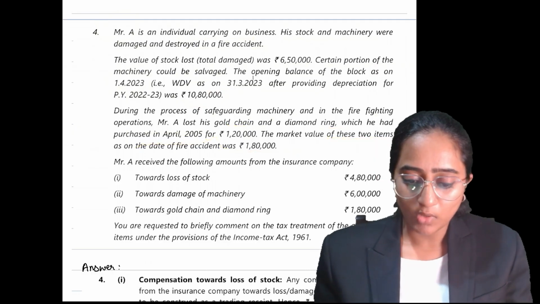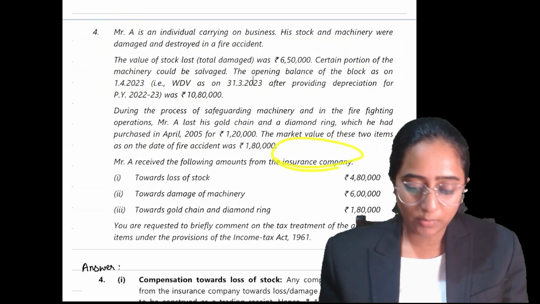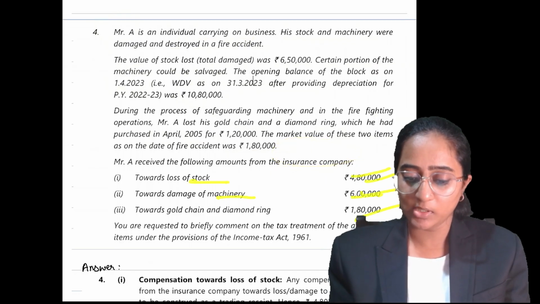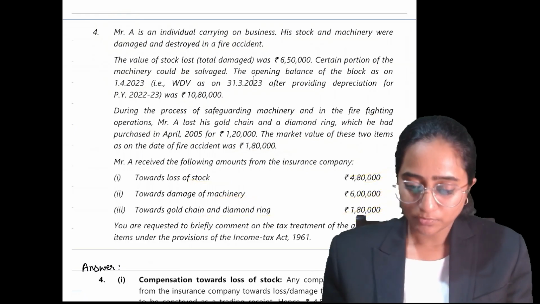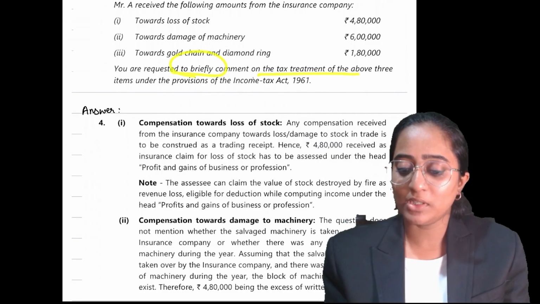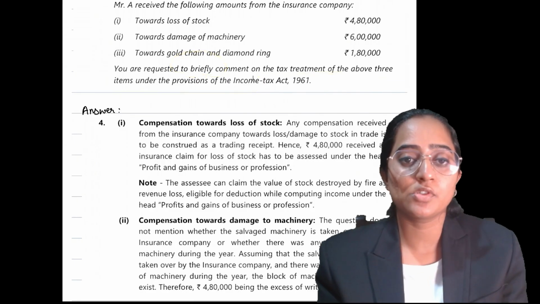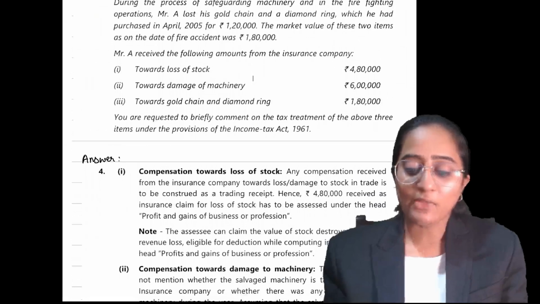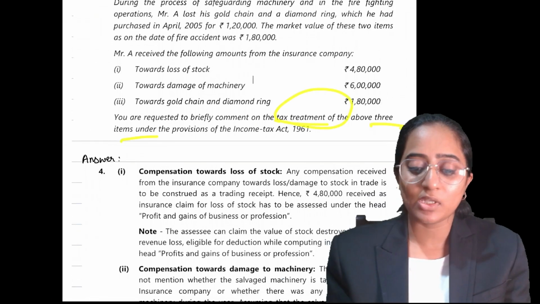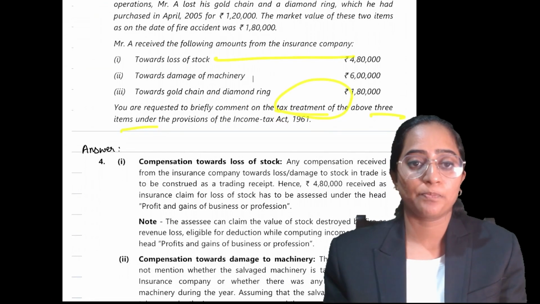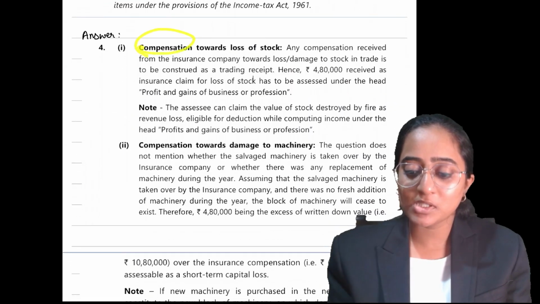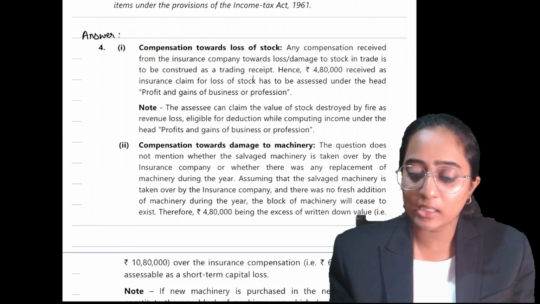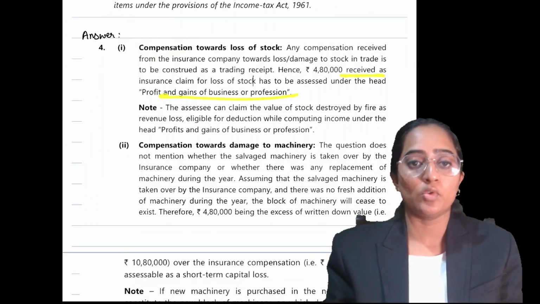Clear? Mr. A received money from the insurance company, so much for loss of stock, so much for machinery, and so much for the gold chain and diamond ring. You are requested to briefly comment on the tax treatment of the above items under the provisions of the Income Tax Act 1961. See, what have they asked you? Their tax treatment on the above three items. First of all, for loss of stock. Remember, people, whatever compensation you get for loss of stock is going to be treated as income received under PGBP only.